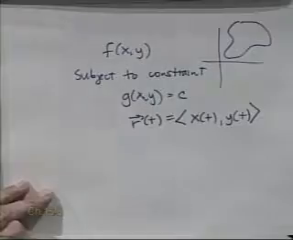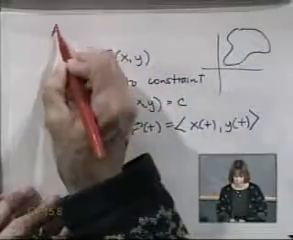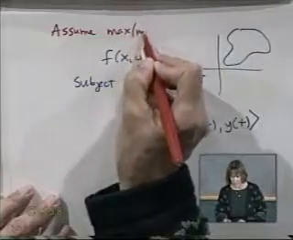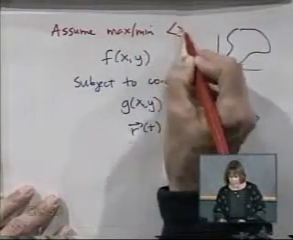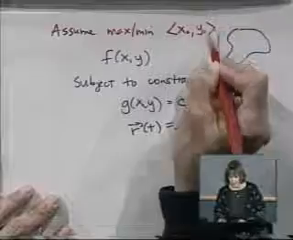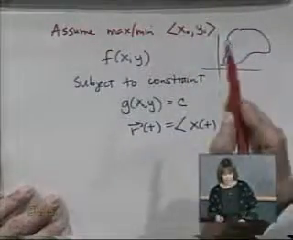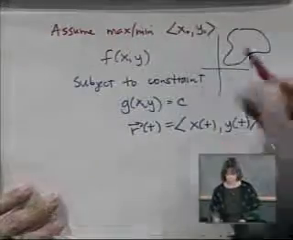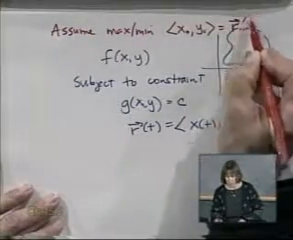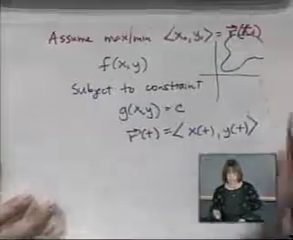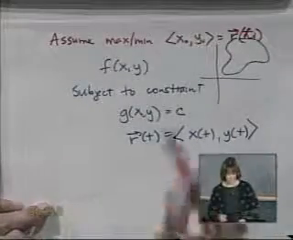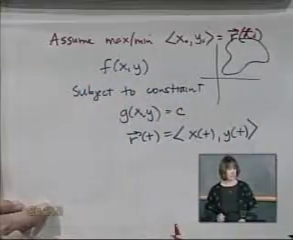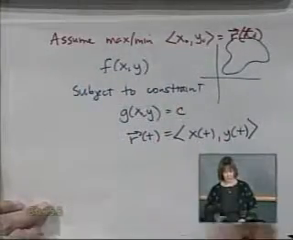Further, I'm going to assume I have a max or a min at the point x naught, y naught. Since that has to correspond to some point on the curve, that's going to correspond to some point r of t naught. You with me? So I'm saying assume I found the x naught, y naught where I have a max or a min at that point.